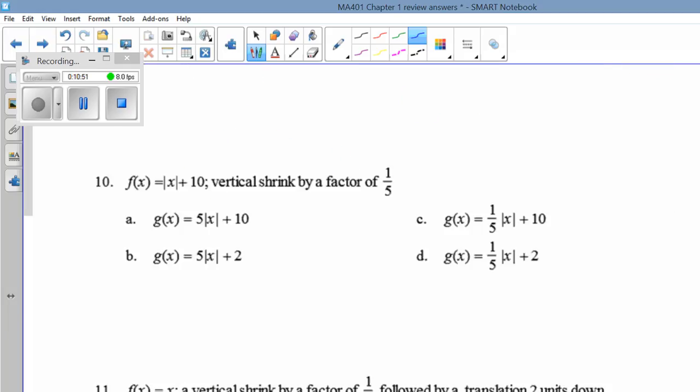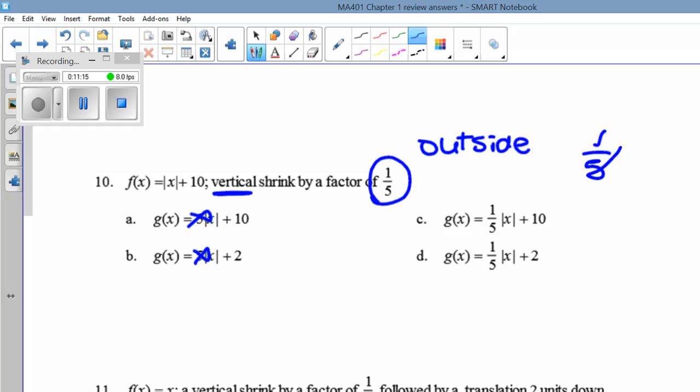Okay, number 10 says we need a vertical shrink by a factor of 1/5. If you remember, vertical is what it is, so it is not that. Vertical is what it is. And the other thing you need to remember is vertical is on the outside. And what I mean by that is it's 1/5.